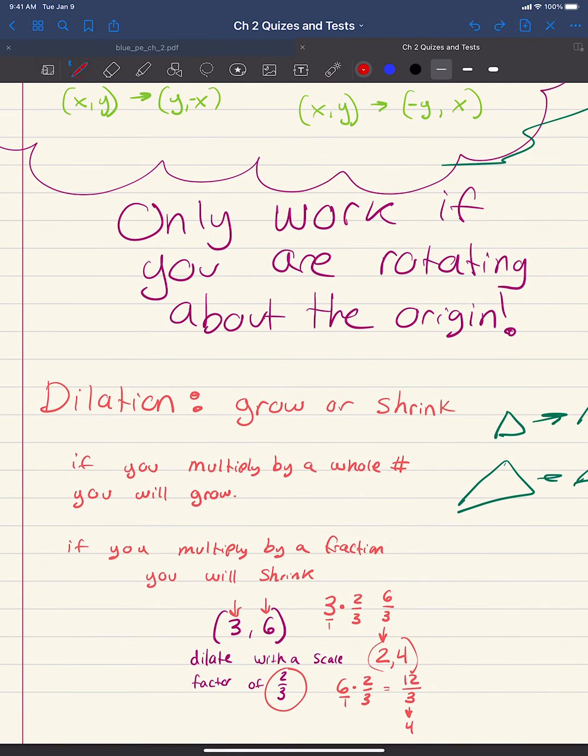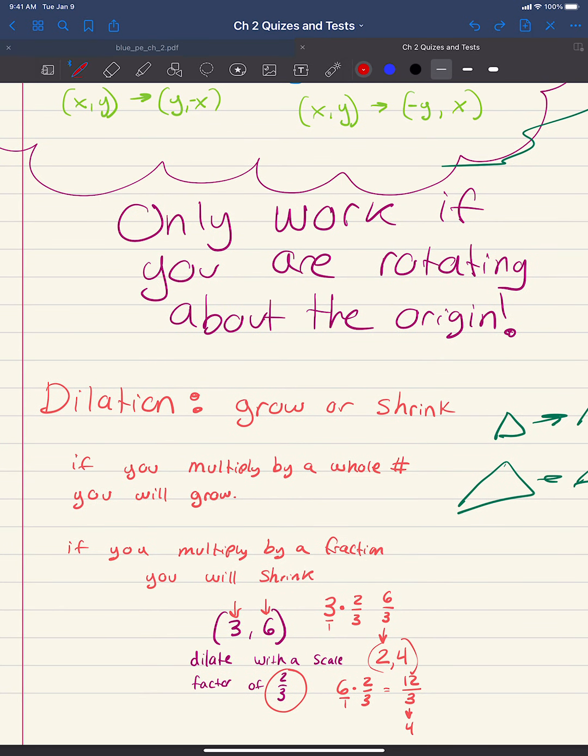Let's talk about dilation. That's the newest one that we've done. It either means to grow or to shrink, right? I had some 8th graders yesterday, not in this class, but the other classes, say that dilation means to get bigger. Oh, no, it can also shrink, right? So dilation just means that it grows or shrinks. If you multiply by a whole number, you will grow. If you multiply by a fraction, you will shrink.